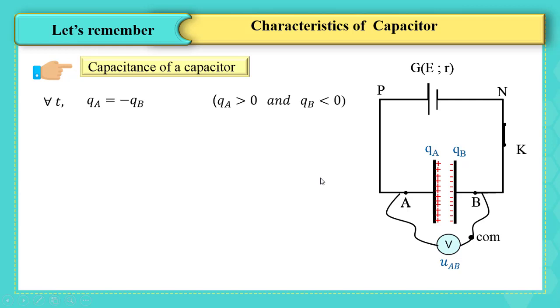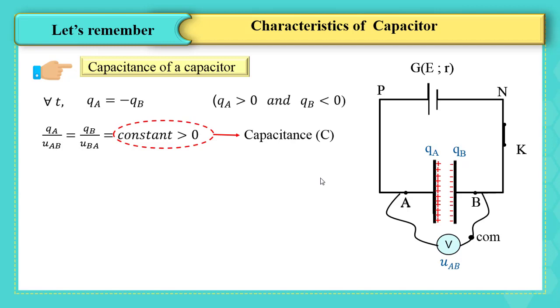During charging, QA, which represents the quantity of positive charges accumulated at plate A, which is at the same side of the positive pole of the generator, equals minus QB, which represents the quantity of negative charges accumulated at plate B, which is at the same side of the negative pole of the generator. QA over UAB equals QB over UBA equals a positive constant, which represents the capacitance C of the capacitor.